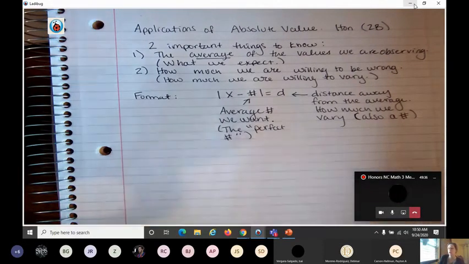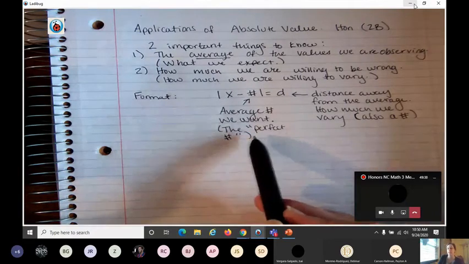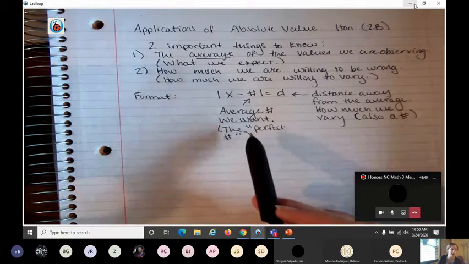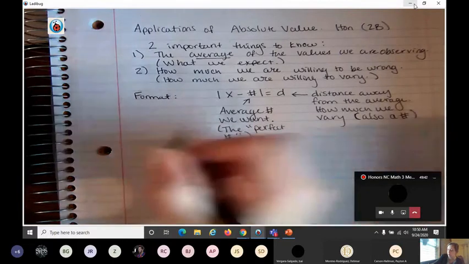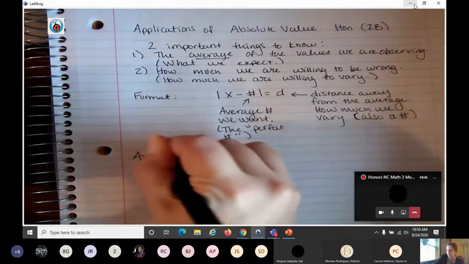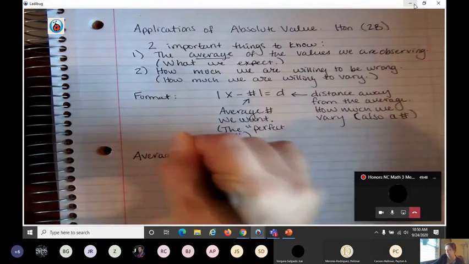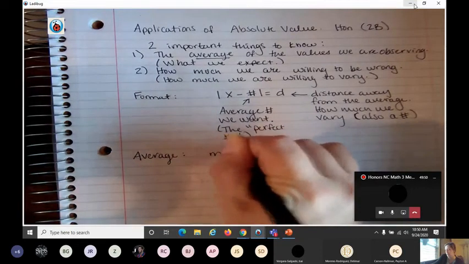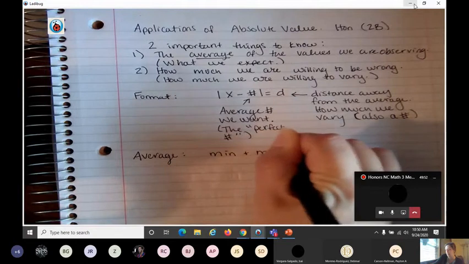You may wonder, okay, what if I have a really big list of things? How am I going to calculate the average of that? For simplicity, we are going to calculate the average by taking the min and adding it to the max and dividing it by 2.